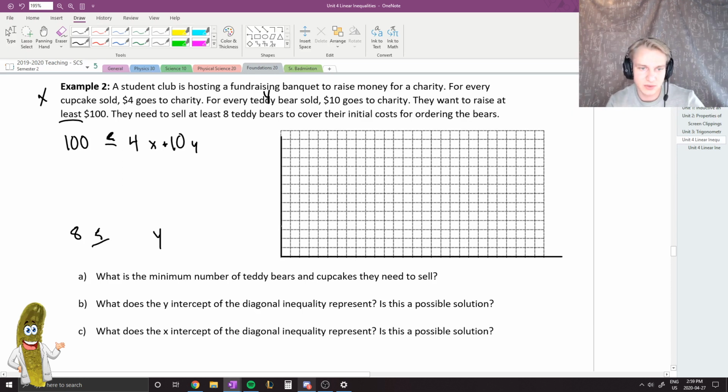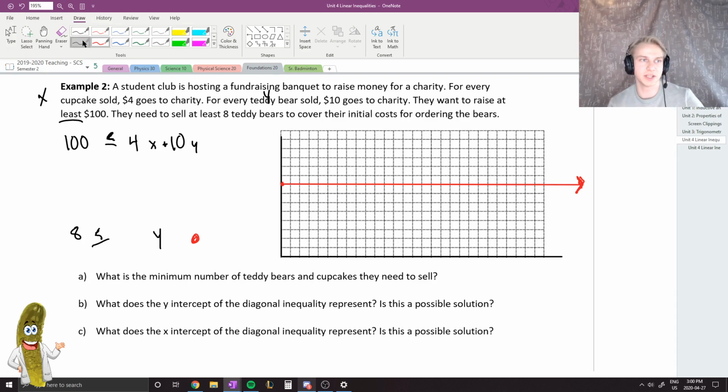So that means 1, 2, 3, 4, 5, 6, 7, 8. No, I lost that point. 1, 2, 3, 4, 5, 6, 7, 8. At this point here, we need to at least meet this threshold here. At least sell this many teddy bears. And I'm going to put a little arrow this way because this can, in fact, extend forever in the right direction, but not in the left direction.